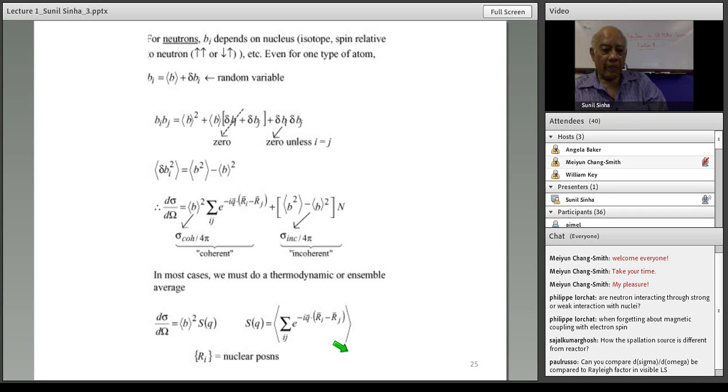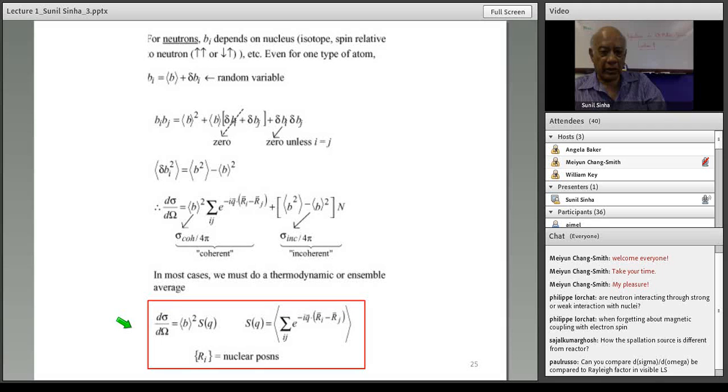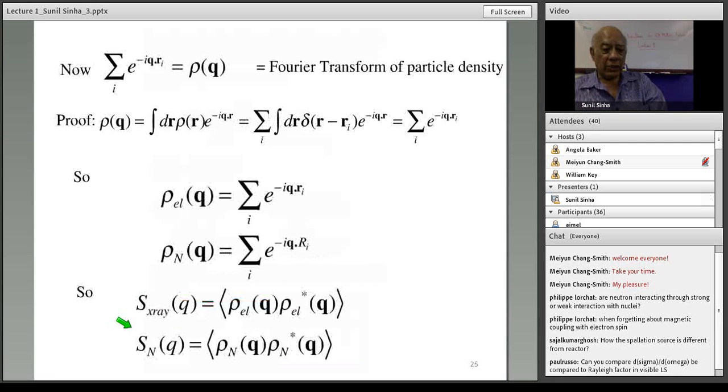All right, now having got so far, this is actually the basic result which we'll use for small angle scattering, pair distribution functions, and in diffraction and so on, but not inelastic scattering. Let's go on.